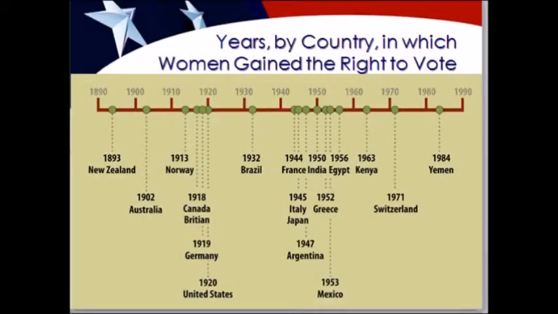Looking at this chart is the years by country in which women gained the right to vote. Notice United States is ahead of a lot of other countries, but yet Germany and Canada were still ahead of us.